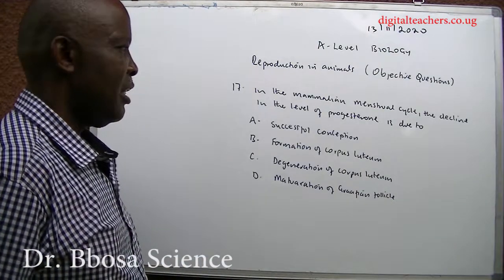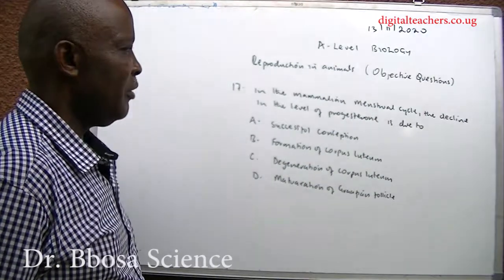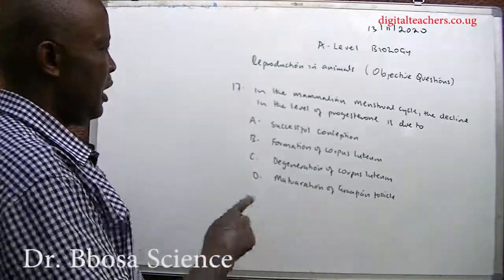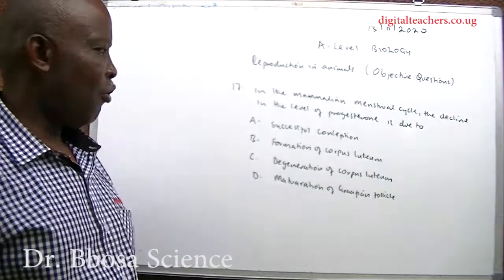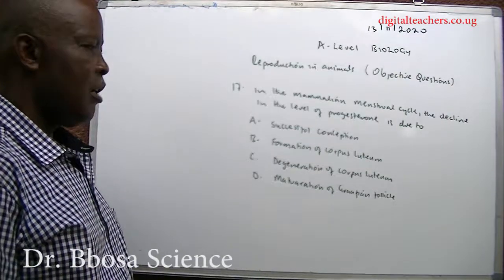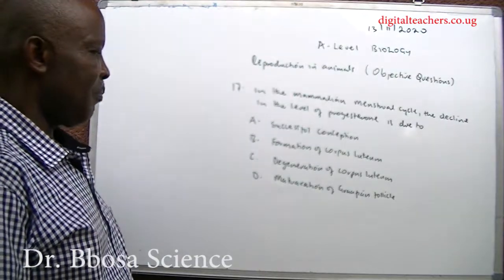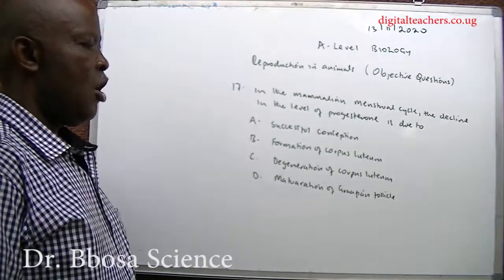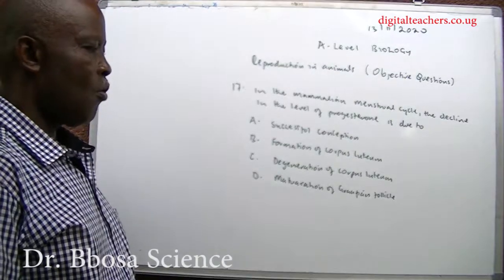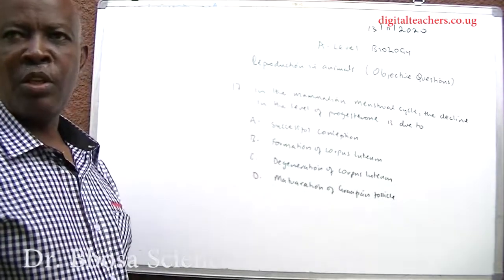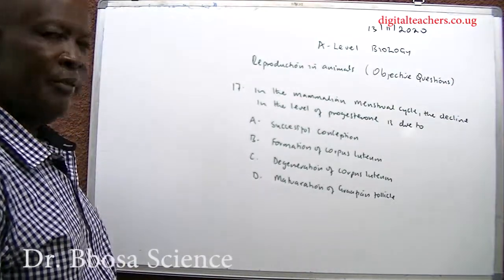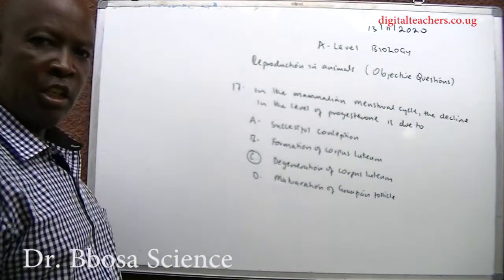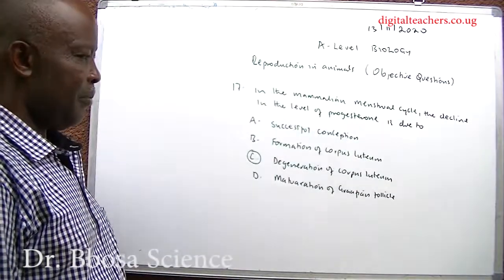Number 17. In the mammalian menstrual cycle, the decline in the level of progesterone is due to A. Successful conception. B. Formation of corpus luteum. C. Degeneration of corpus luteum. D. Maturation of Graafian follicle. You can pause and answer. The answer is C. Degeneration of corpus luteum.